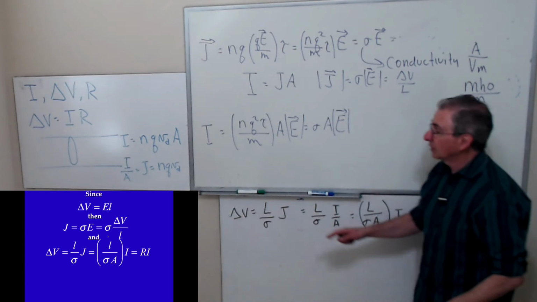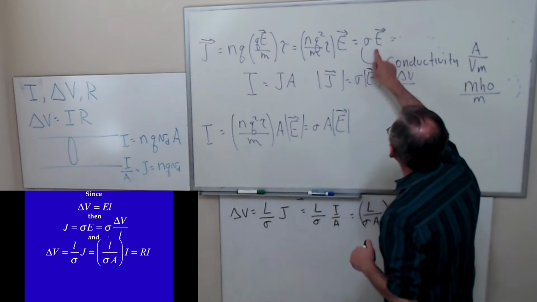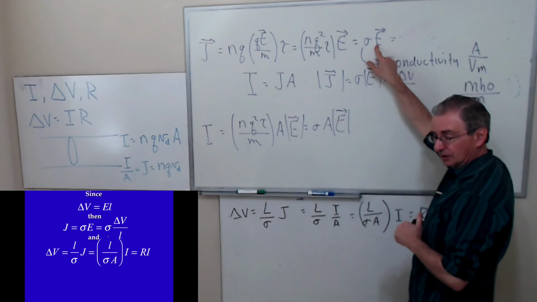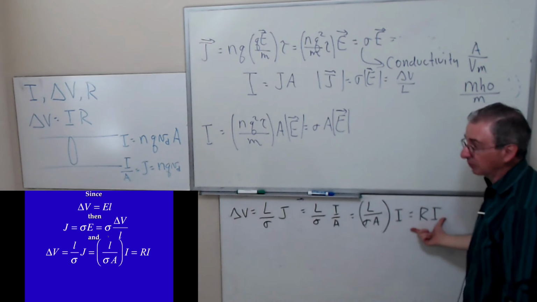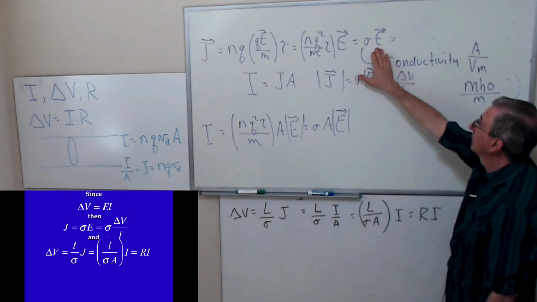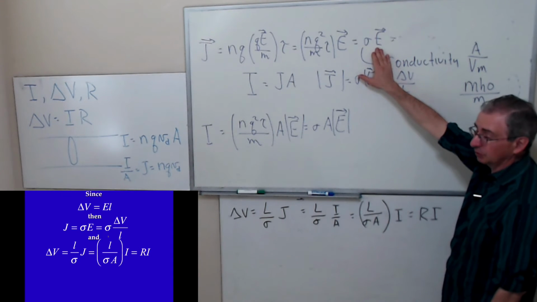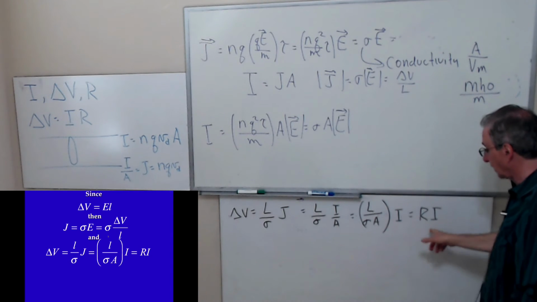I've derived Ohm's law. So really, Ohm's law fundamentally comes from this. When you do an experiment, you see it from here, but from a more elementary theoretical point of view, it shows that there's a relationship between J and E. You have a linear relationship between J and E. Okay. So delta V is R times I.